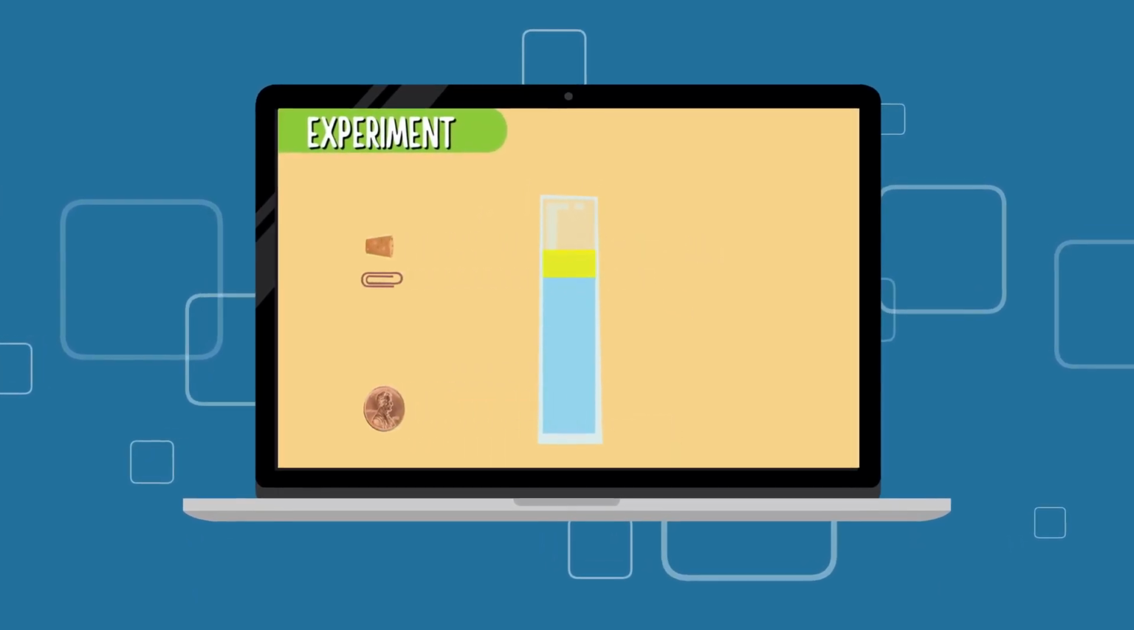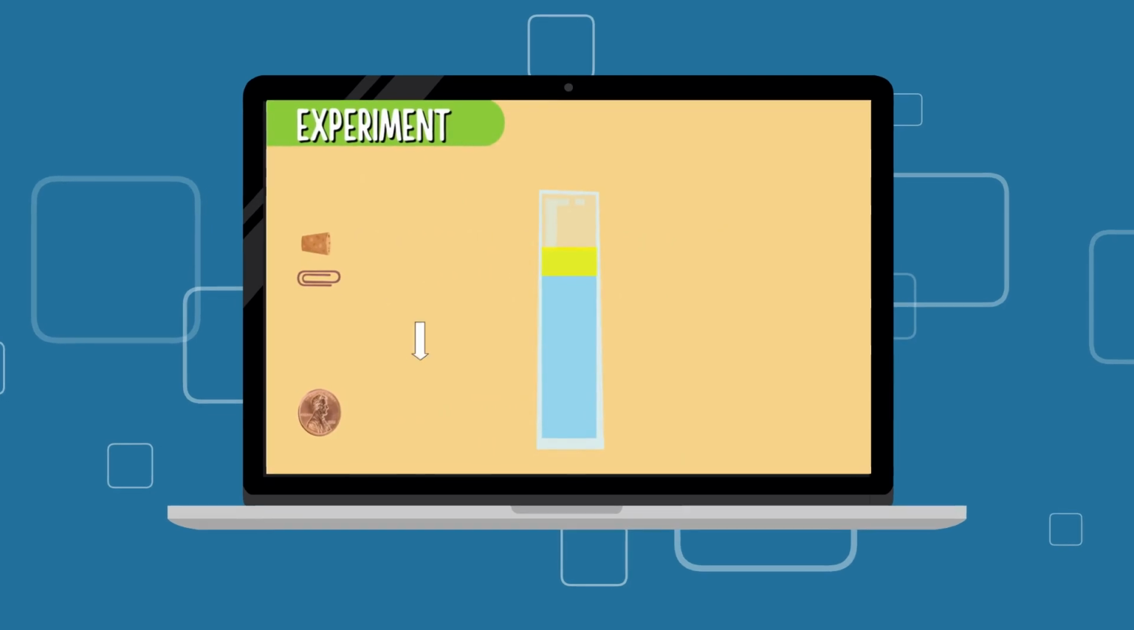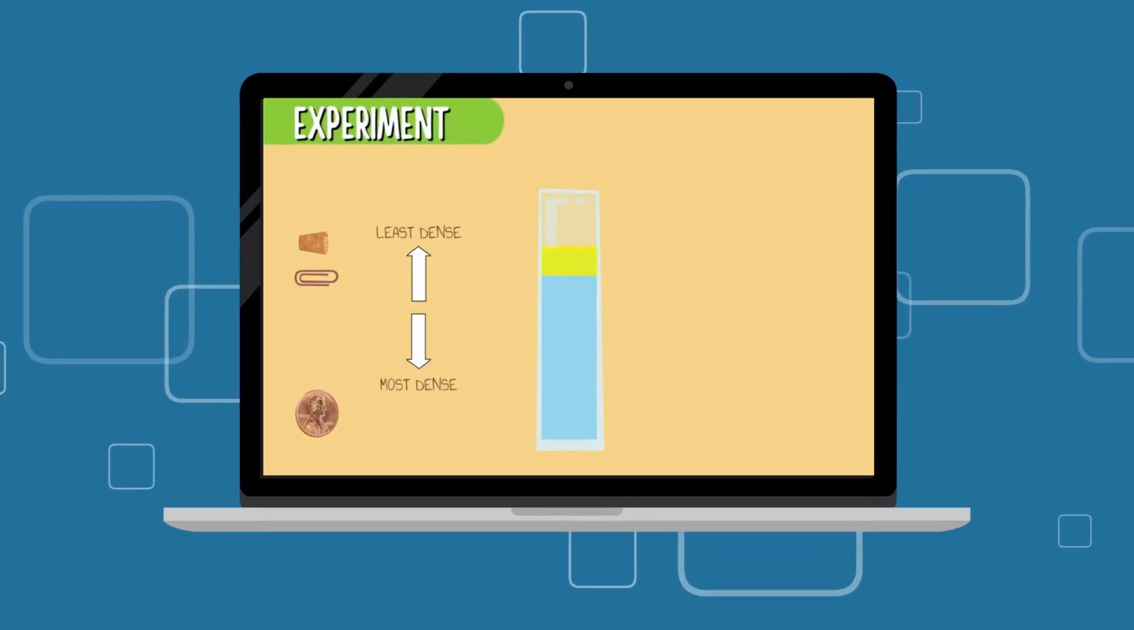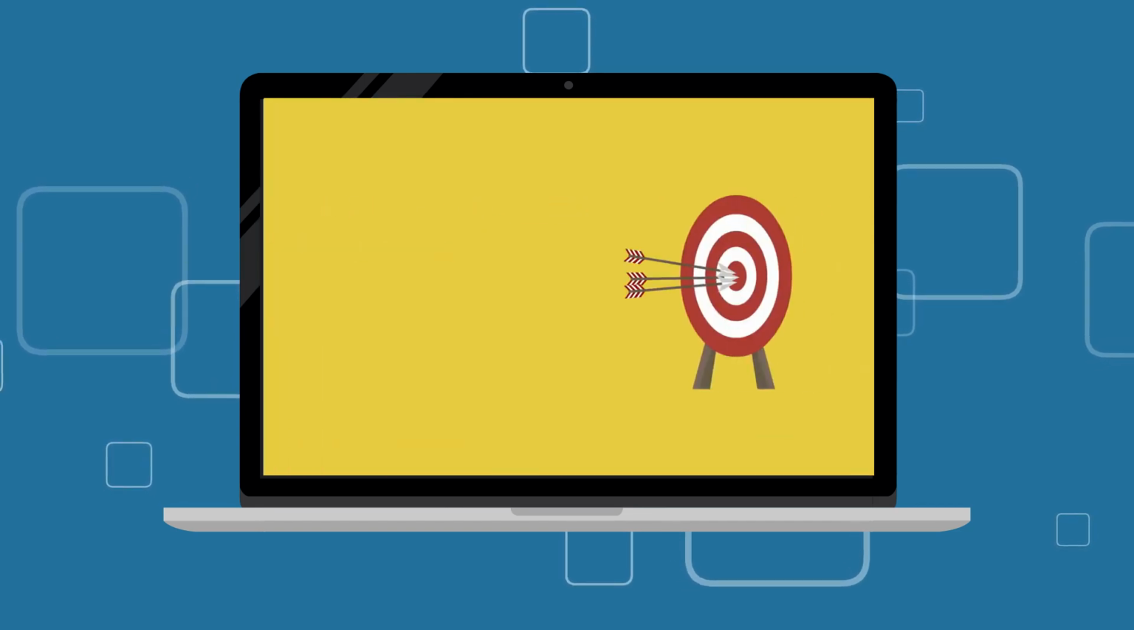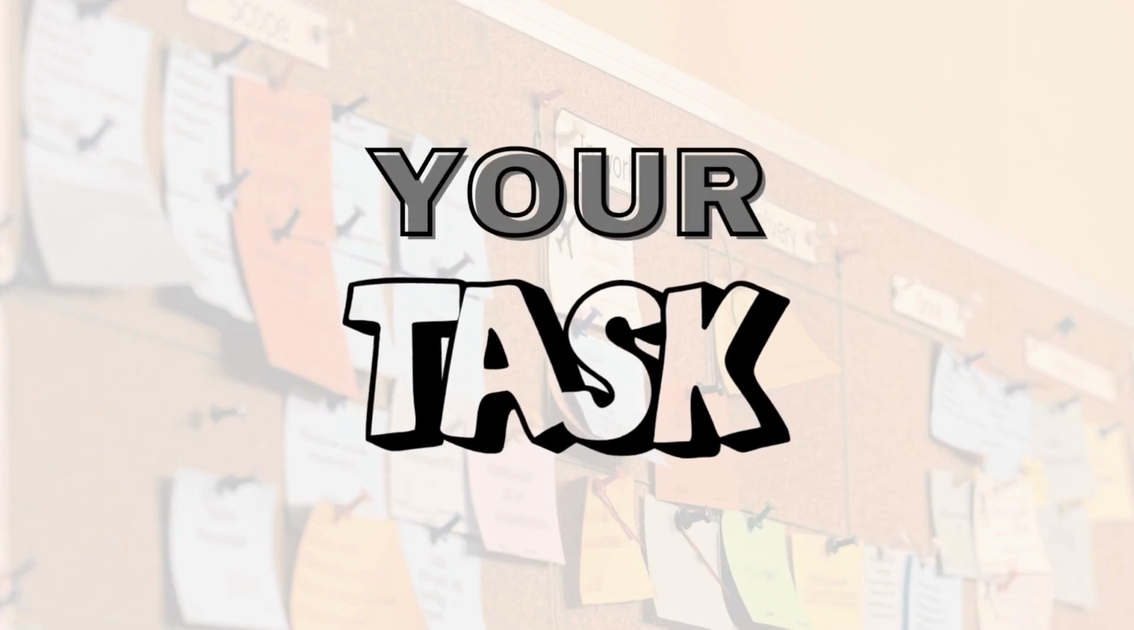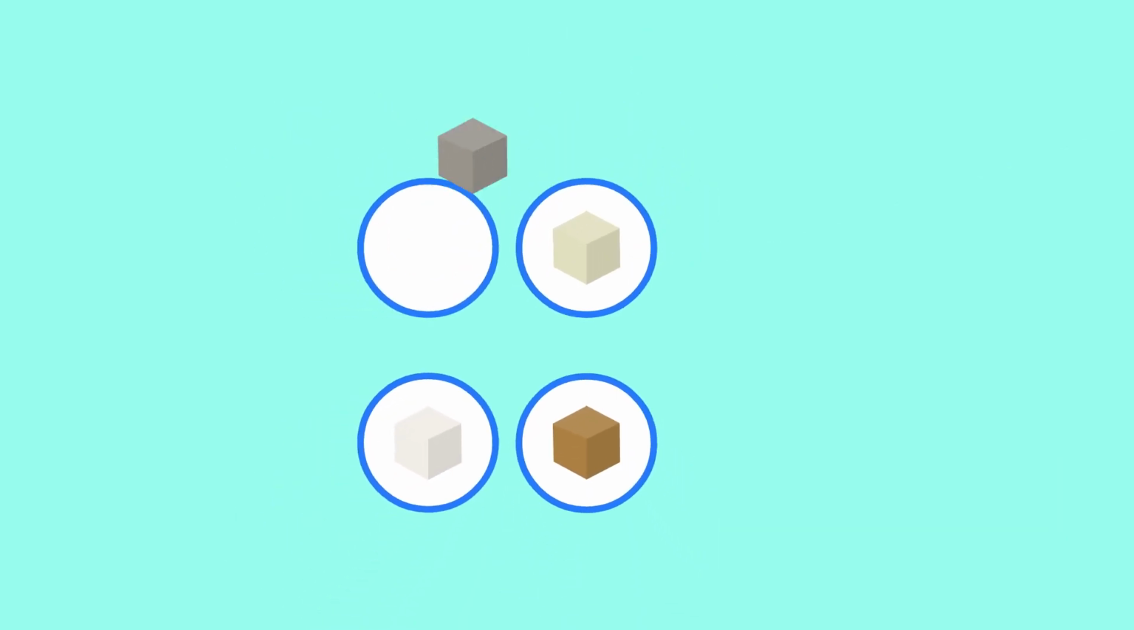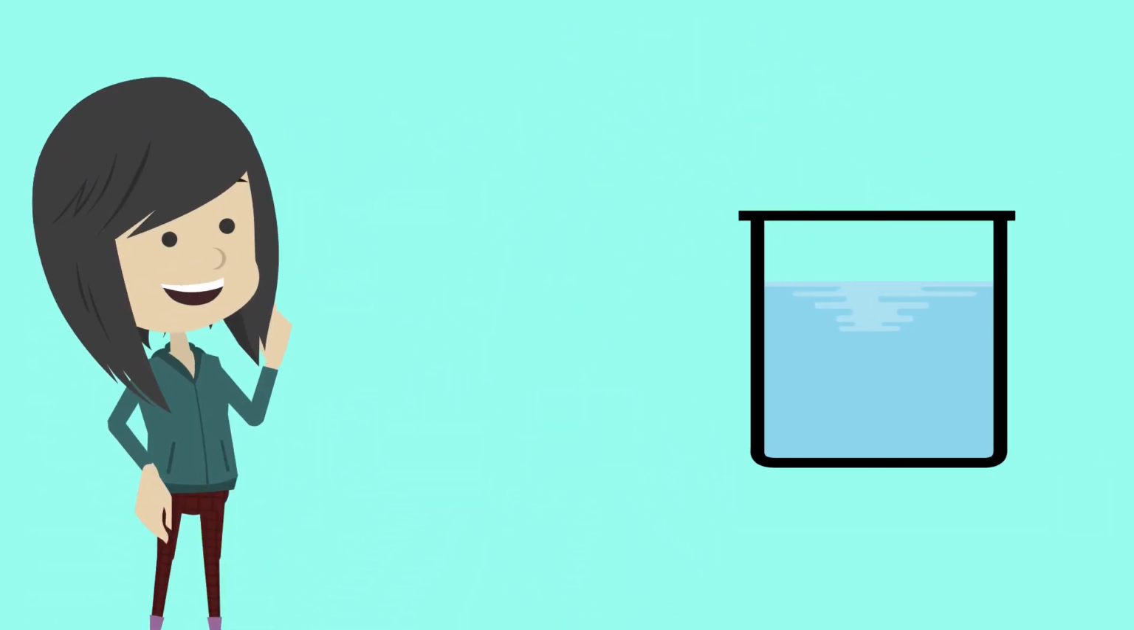Remember, density is a measure of how much mass is contained in a given volume. This property determines whether objects sink, float, or remain suspended in water. Here's your task. Observe the behavior of each cube when submerged in water. Think about what their behavior tells us regarding their composition.